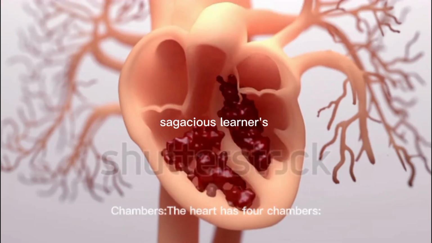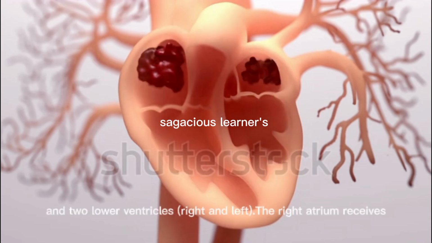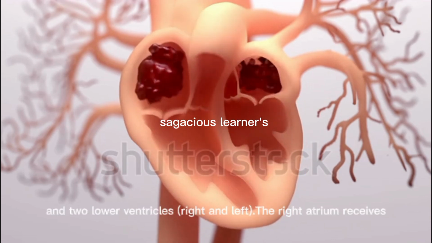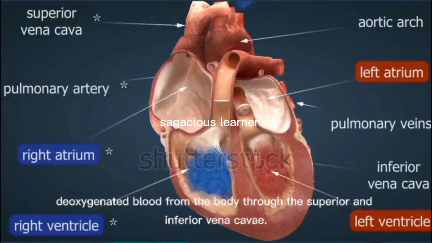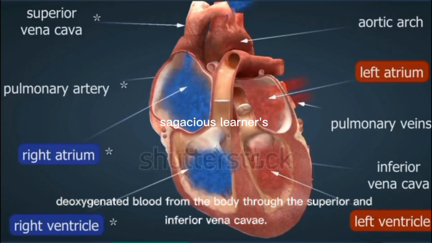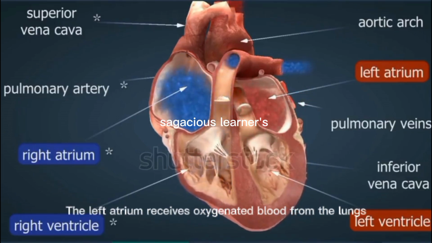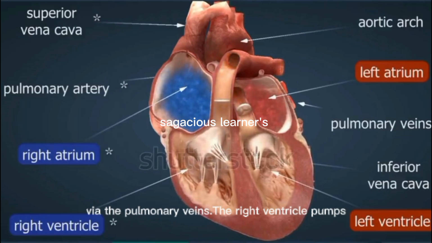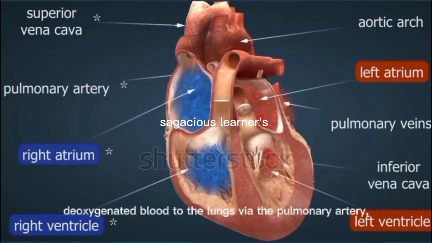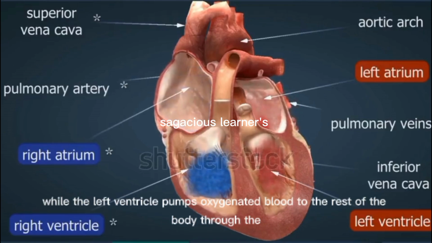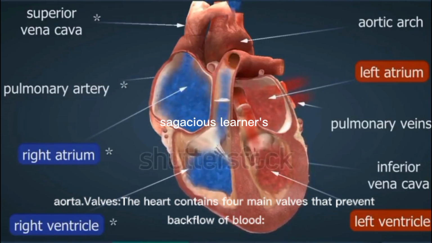Chambers. The heart has 4 chambers: 2 upper atria, right and left, and 2 lower ventricles, right and left. The right atrium receives deoxygenated blood from the body through the superior and inferior vena cavae. The left atrium receives oxygenated blood from the lungs via the pulmonary veins. The right ventricle pumps deoxygenated blood to the lungs via the pulmonary artery, while the left ventricle pumps oxygenated blood to the rest of the body through the aorta.